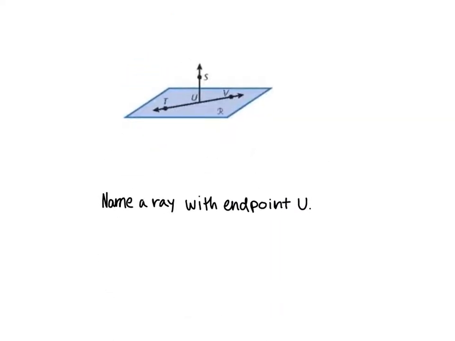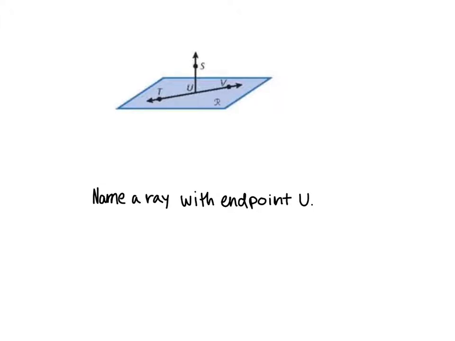Name a ray with endpoint U. There's many, right? So we have US. How do we name a ray? Remember, the endpoint has to be under the endpoint of the little ray that you write on top. And the direction that the ray goes through is where the arrow is on top. So this ray is going through point S, and the endpoint is U.